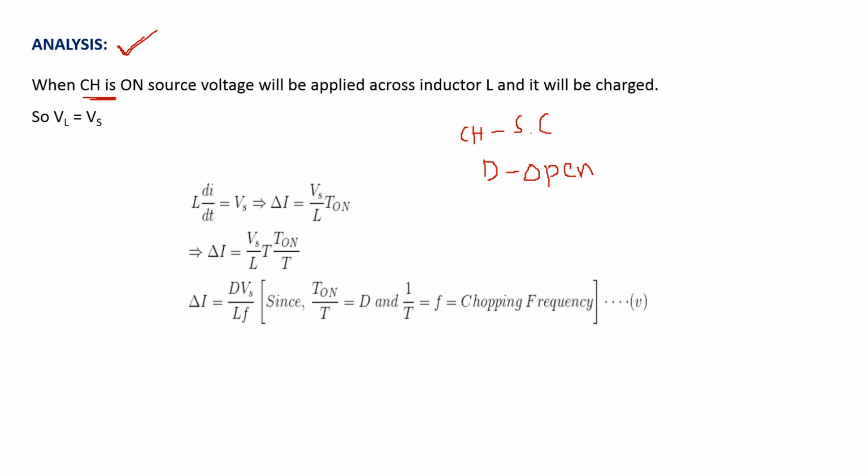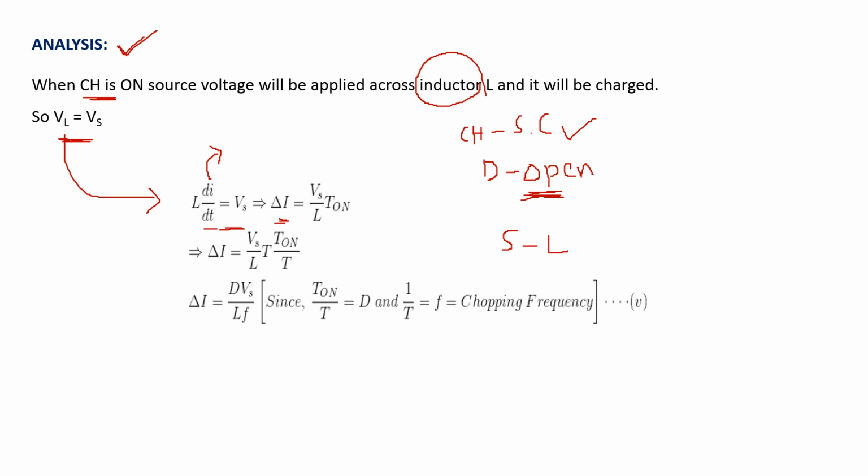When the chopper is in on state, it acts as a short circuit and the diode acts as an open circuit. Due to the open circuit of the diode, there is no path for current from source to load. The total input voltage is going to appear across the inductor. So the inductor voltage is the same as the supply voltage. Here VL is given as L into di by dt, that is equal to Vs. Here di is written as delta I and dt is the on time.